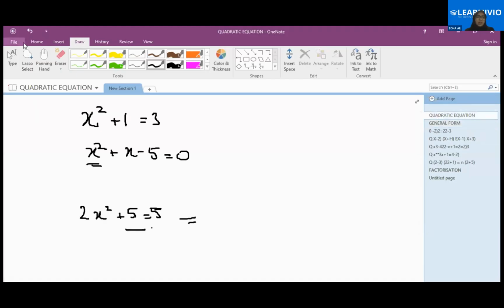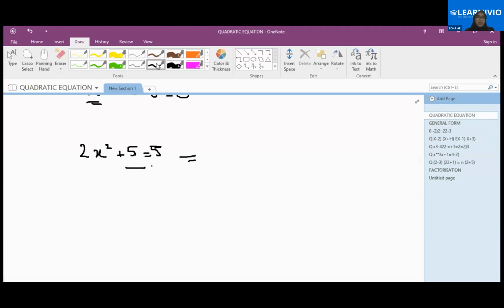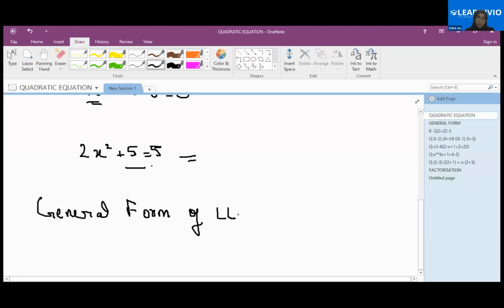Now, if we come to the general form of quadratic equation, you have learned in ninth class what the general form of a linear equation was. General form of linear equation. I'm going to write linear equation as LE. Okay, that is fine to you.